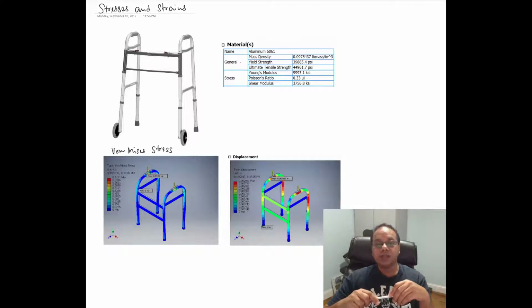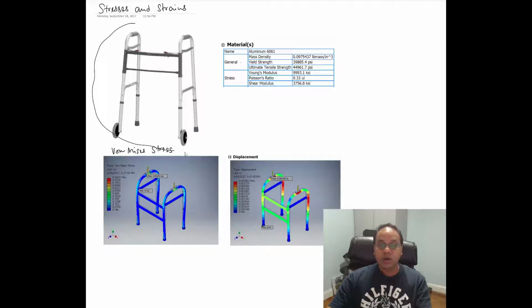The reason we are studying them is because mechanical as well as civil engineers need to know more than just forces and moments acting on structures and machines. For example, what you're seeing on the screen is a very standard medical walker that you can purchase at Walmart for about $20-$25. Let's say an engineer's job is to design this particular walker.